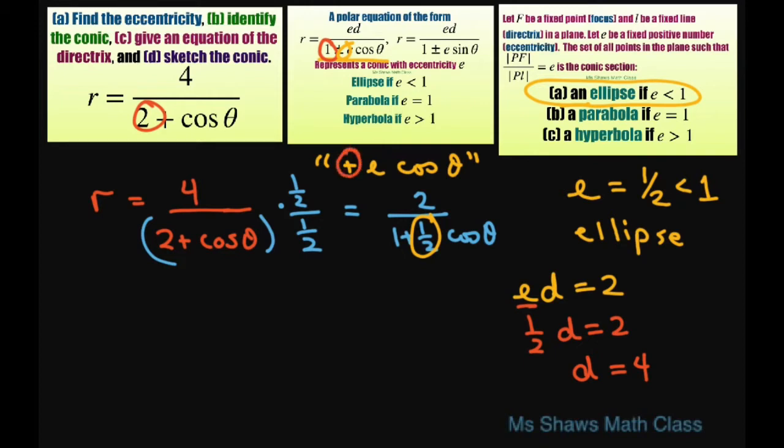Since we have a positive here in the denominator, that means our directrix is going to be to the right of the focus at the origin. So that means we're going to have x equals 4. If this was a negative, it would be to the left of the focus at the origin, and it would be x equals -4. But since it's positive, this is your directrix.